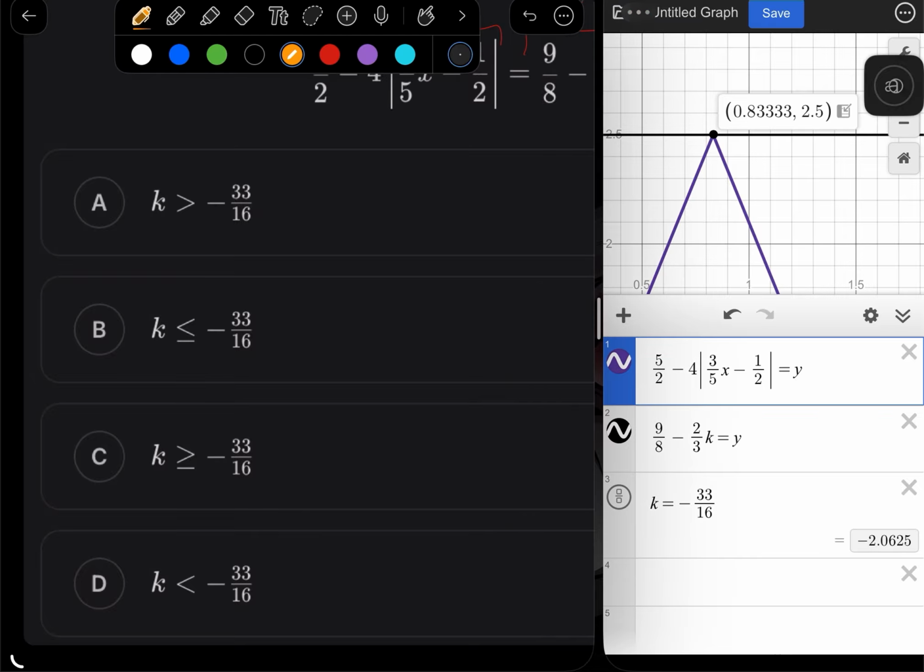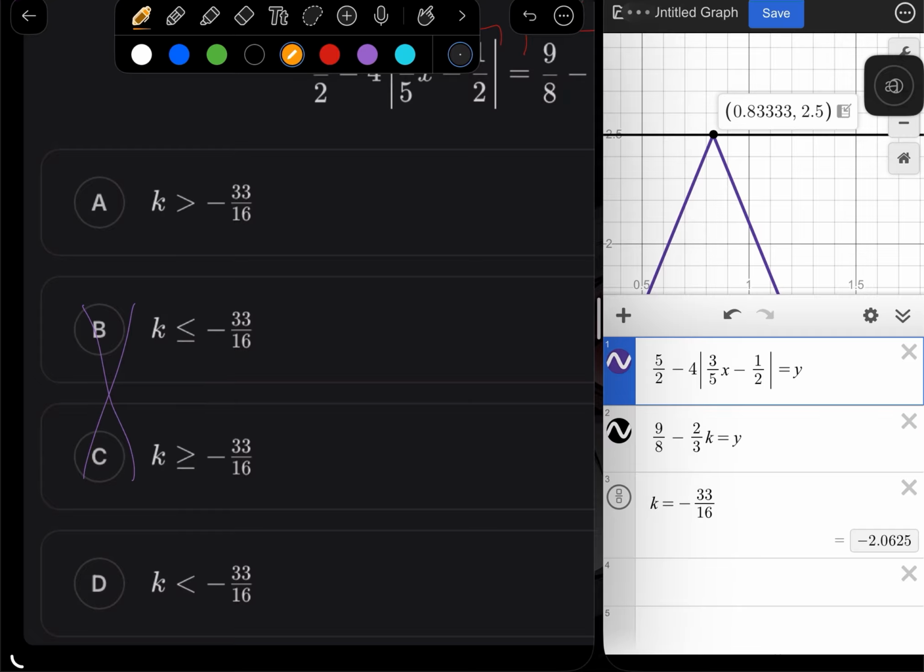So right away, that means you can cross out B and C, because the less than or equal to and greater than or equal to signs imply that k cannot be negative 33 over 16. But that's obviously not the case, because you can see that the two graphs intersect here. So you can cross out B and C. Now you're left with these two. We're looking for values of k more than that number, and k less than that number.